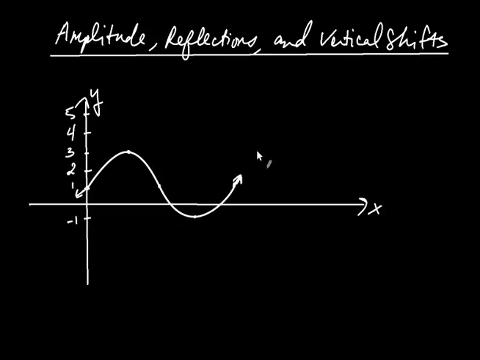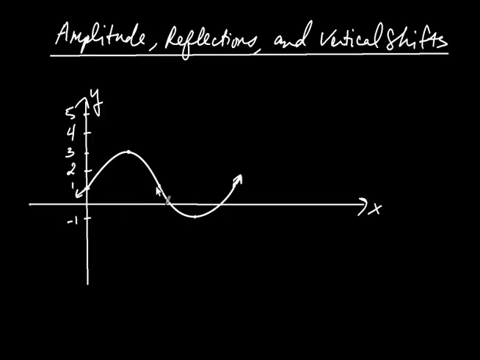Here we're going to discuss what's called the amplitude. We're going to see reflections and vertical shifts of trig functions. So I've graphed a function here that is a wave. It looks a lot like sine that we've seen before, but there are a couple of important differences.